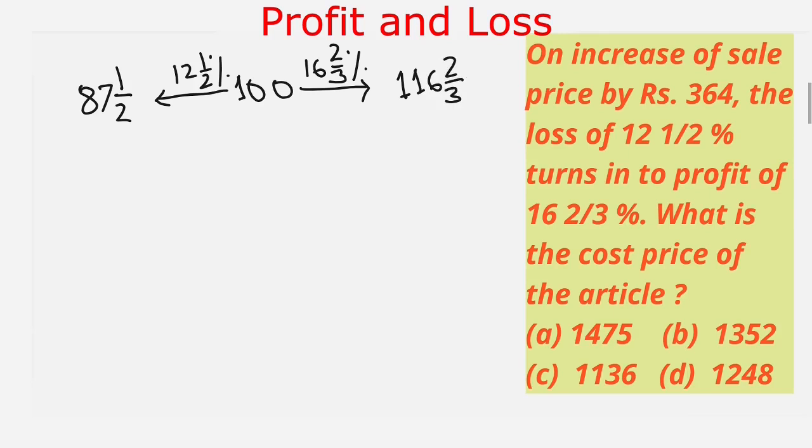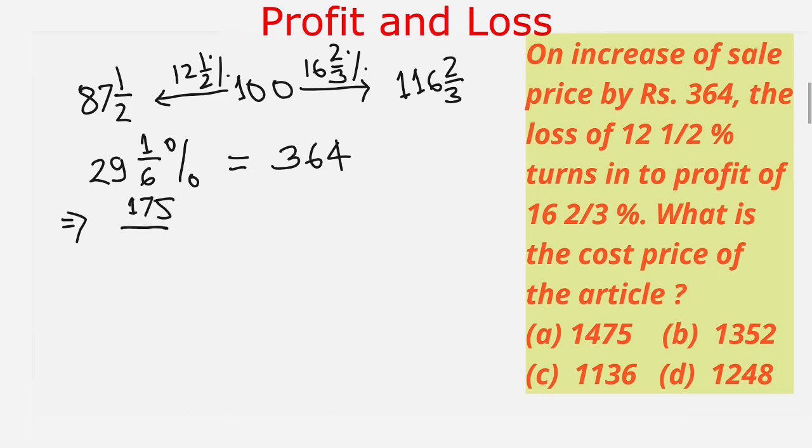The difference between both the selling prices is 116 and 2/3 minus 87.5. It comes out to be 116 minus 87 is 29, and 2/3 minus 1/2 is 1/6. So this is the difference between the two selling prices, and this is on 100. So this is 29 and 1/6%, and this is given to us as equal to 364. On changing 29 and 1 upon 6 into a fraction, it comes out to be 175 over 6% equal to 364.